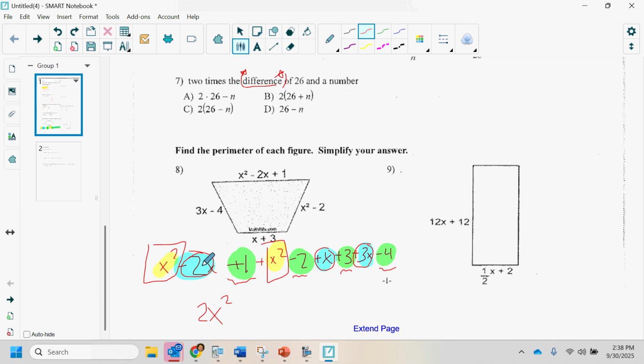We have, was it minus 2x plus x plus 3x? If you add those together in your calculator, you get 2x. And then 1 minus 2 is -1, plus 3 is +2, minus 4 is -2. So that would be our answer here.